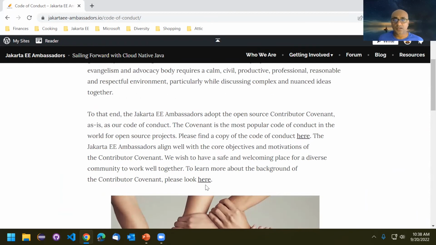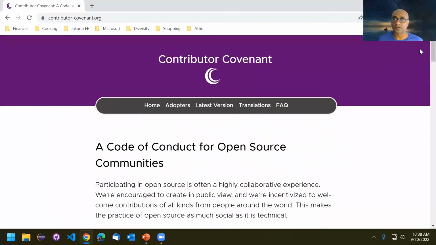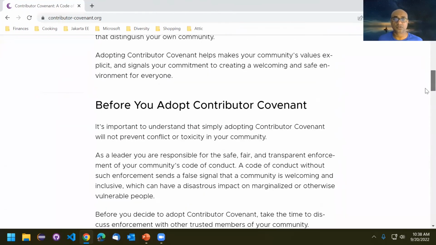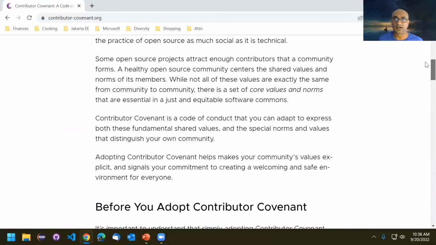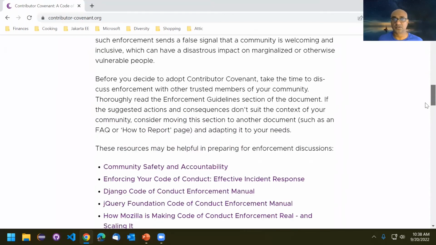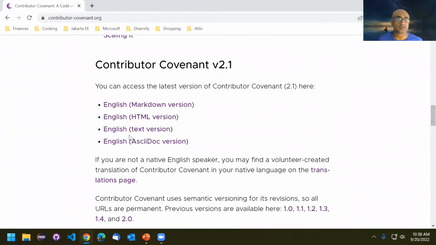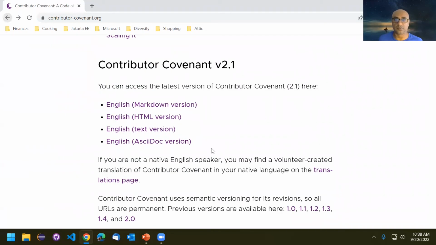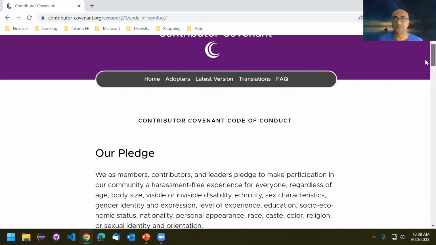So now let's take a look at the contributor code of conduct itself, and we basically have posted a link to a copy of it here. This talks about what the contributor code of conduct is. It talks about some of its context, but let's take a look at its actual content. Okay, actually that's not very readable, is it? Let's take a look at maybe the HTML version.